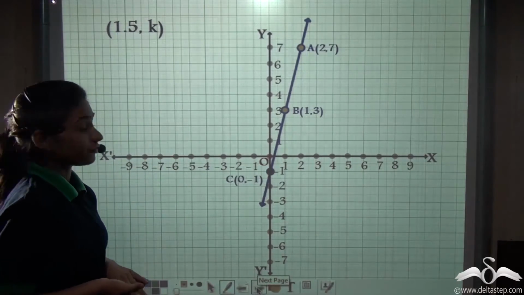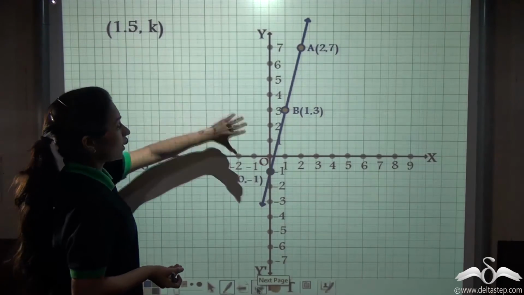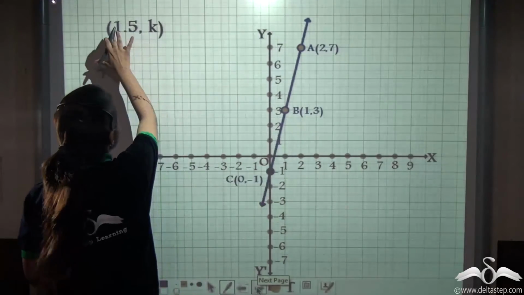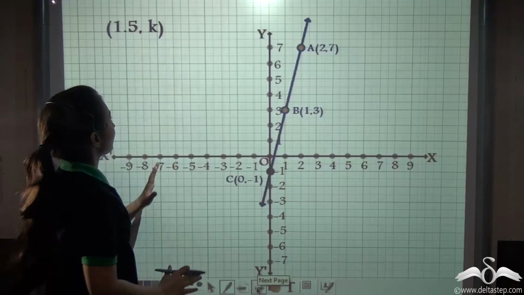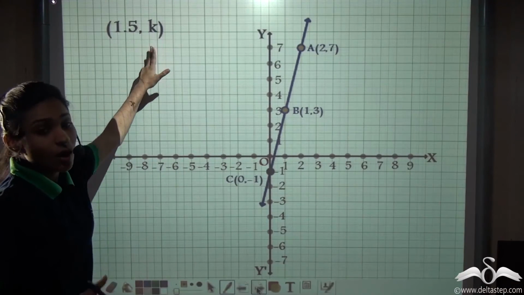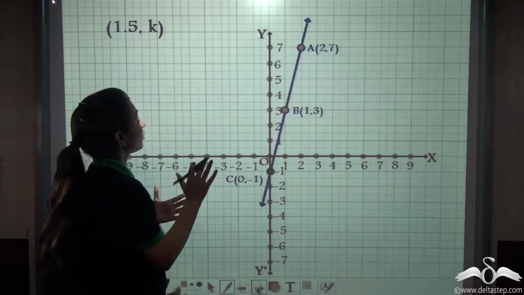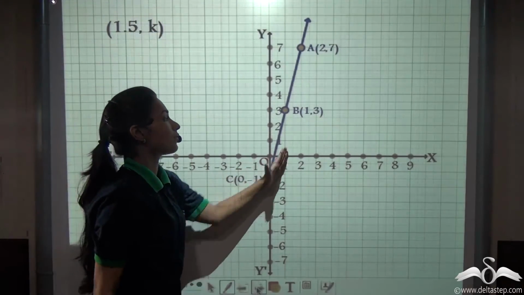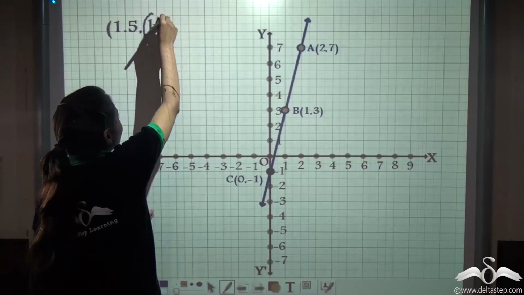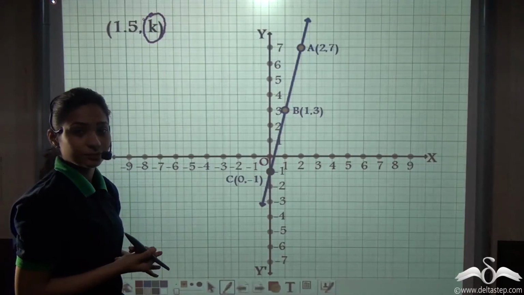Well, we have information that this point lies on this line. Somewhere on this line there is a point named (1.5, k). That means the x coordinate is 1.5 and the y coordinate is k. We do not know the y coordinate, but we know that this point lies somewhere on this line. This is sure. Can you find the value of k? Do it yourself.